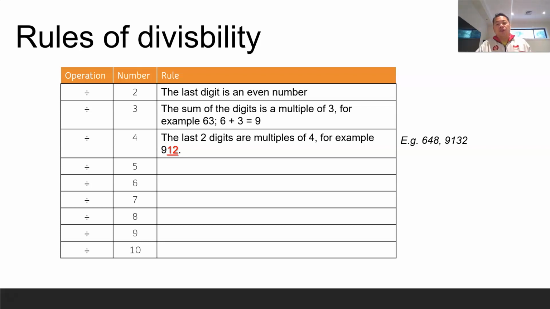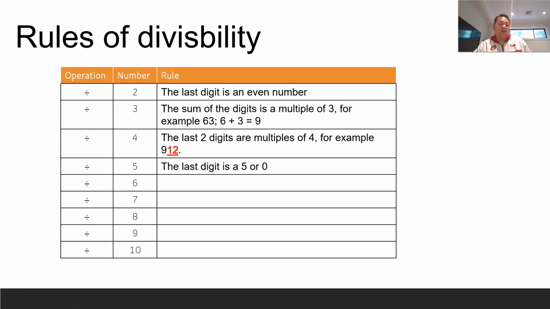Numbers like 648, again you look at the last two digits, which is 48. 48 is divisible by 4. For 9132, the last two digits are 32. 32 is also divisible by 4. Therefore, these two numbers are divisible by 4.